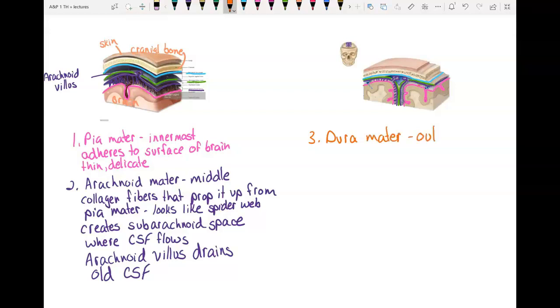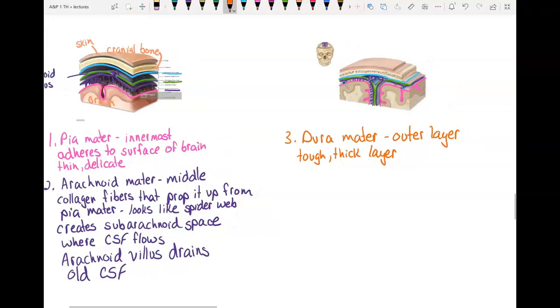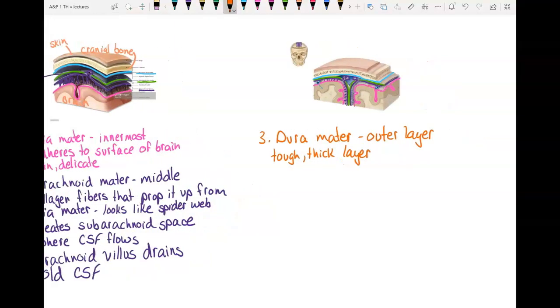So dura mater is the outer layer. And dura means tough. Think of the word durable. If something's durable, it's tough and it lasts. So this is a tough, thick layer. And it has two layers.